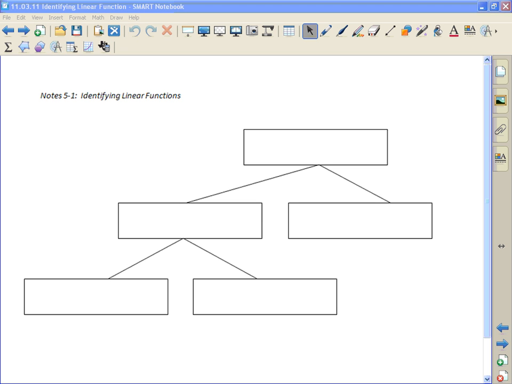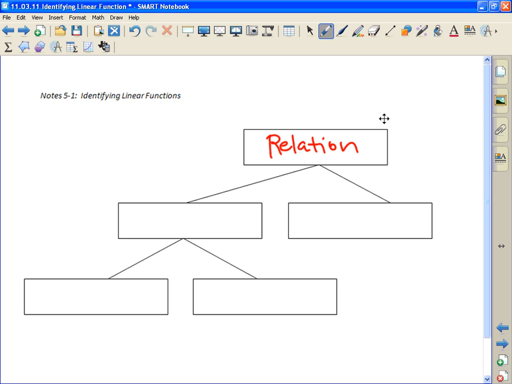Okay, so notes 5-1, we're going to copy the big thing on the wall over there. At the top is relation. And remember, a relation is any set of ordered pairs. Down from that, we break relations into either being functions or not functions.